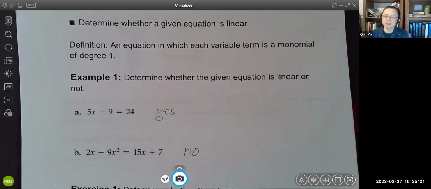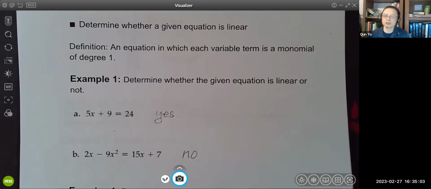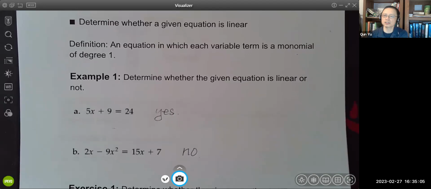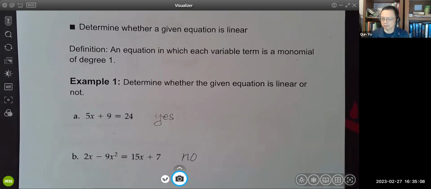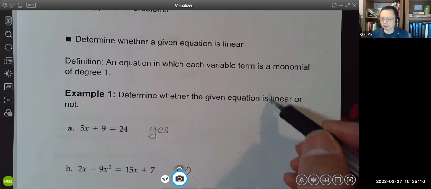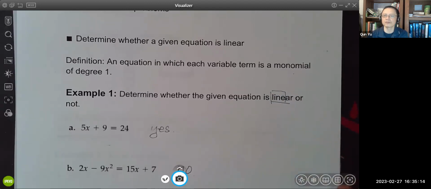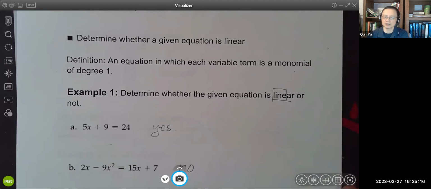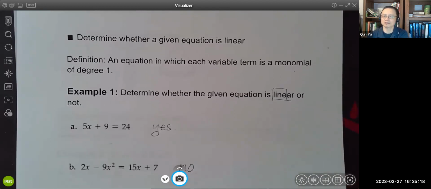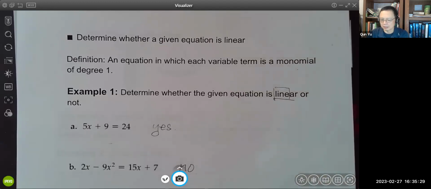Okay. One of the reasons that we want to know whether a given equation is linear or not is that if you look at the first 4 letters in the word linear, it is line. So later on down the road, when we learn the graphs of linear equations, for a one variable or two variable linear equation, the graph will be a straight line. It will be a straight line, but that's for later.